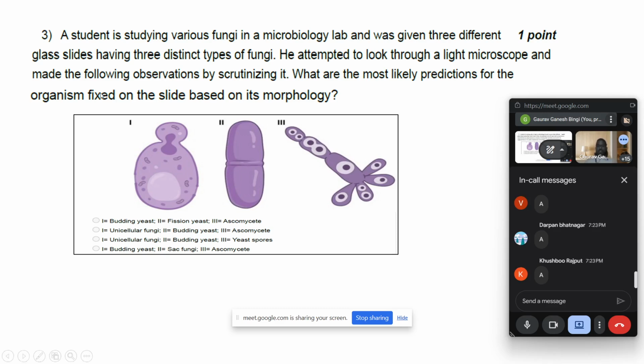So you all say it's A: one is budding yeast, second is fission yeast, and third is ascomycete.